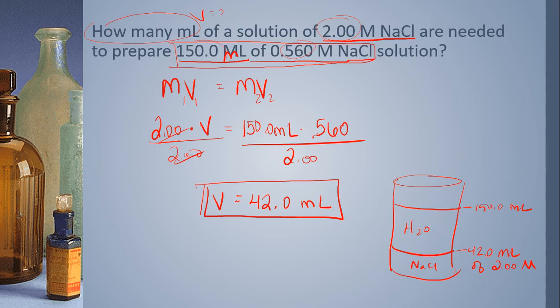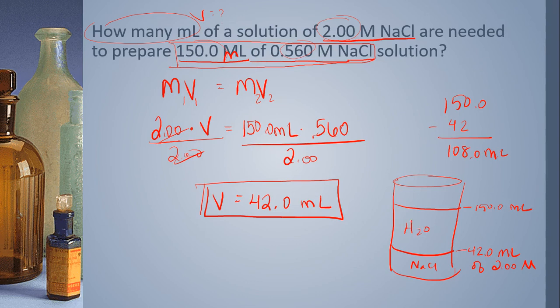So how much water would you need to add? Well, very simply, you would take the 150 and you would subtract the 42 from it. So we would end up with 108 milliliters of water being added. So should you come across a problem that asks you exactly how to make this, or ask you how much water you would have to add, you just simply find the difference. That's all that you're going to do.